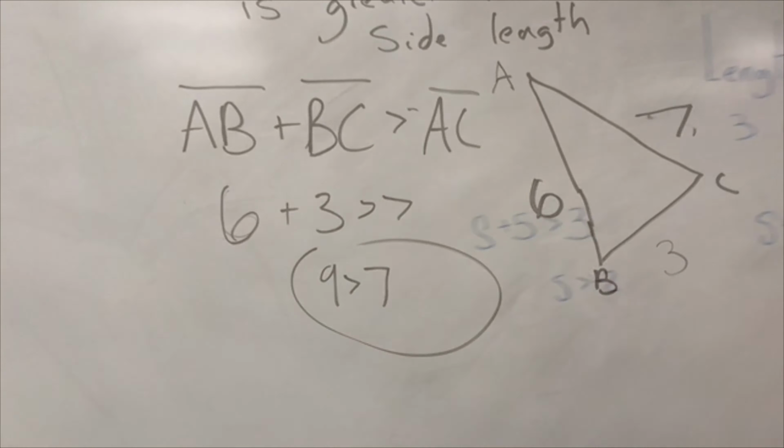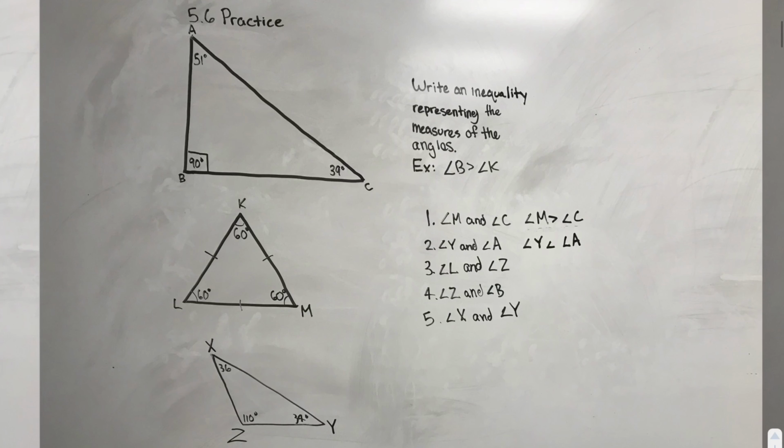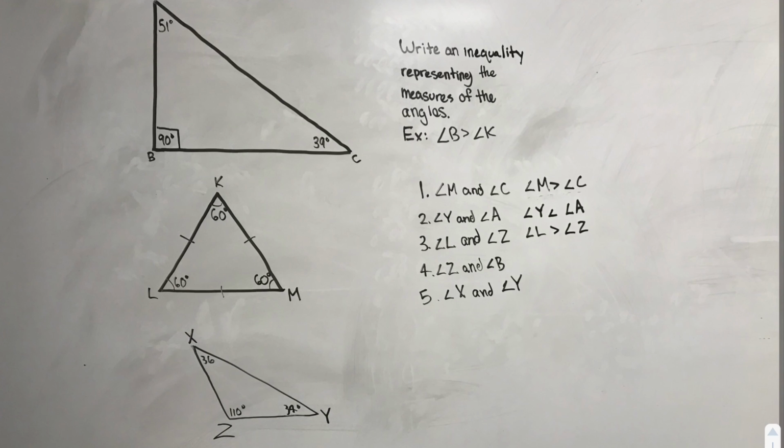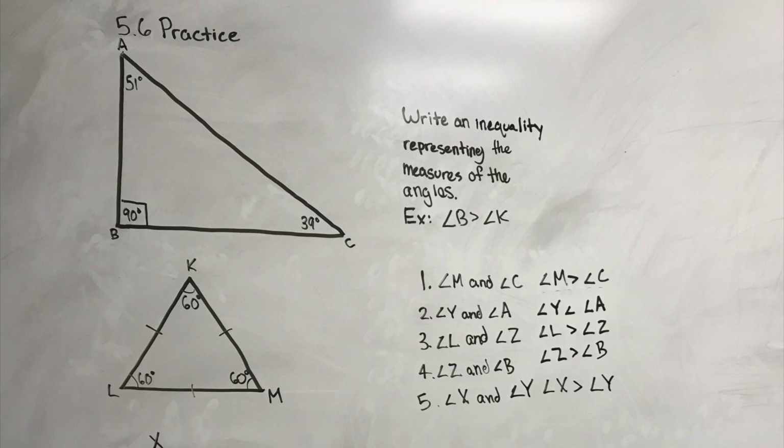Alright, if you were paying attention, you should have known that angle M is greater than angle C. Angle Y is less than angle A. Angle L is greater than angle Z. Angle Z is greater than angle B. And angle X is greater than angle Y.